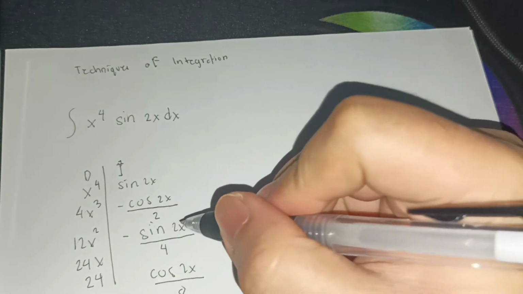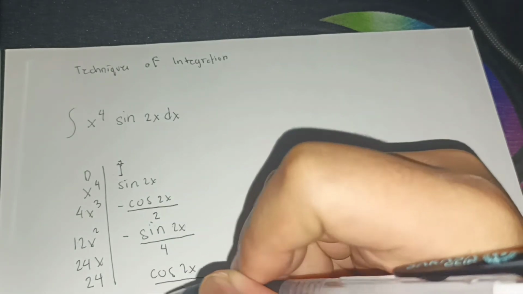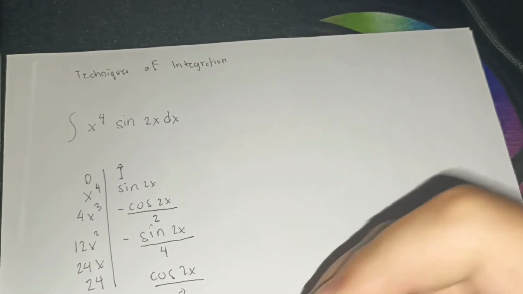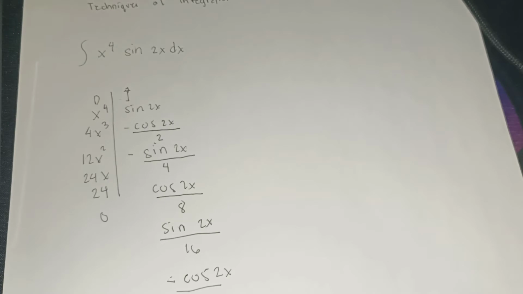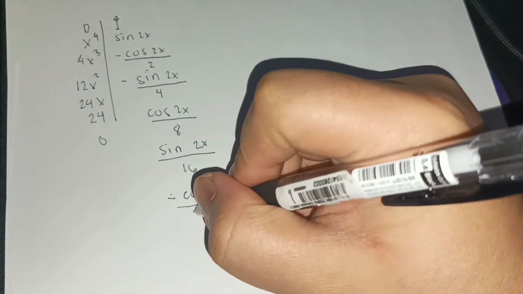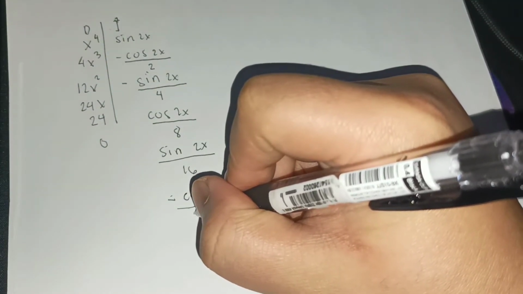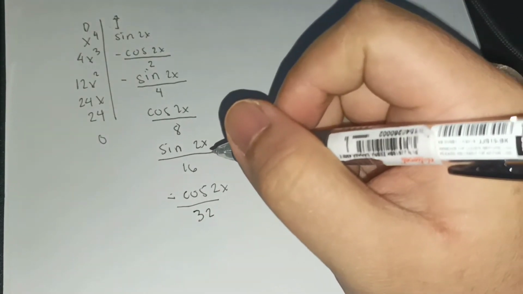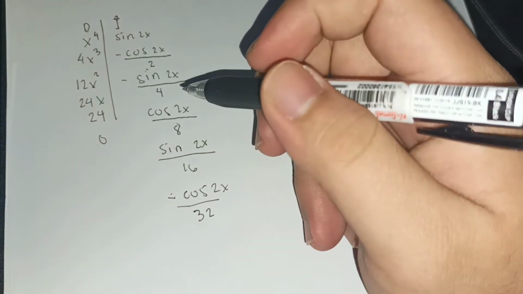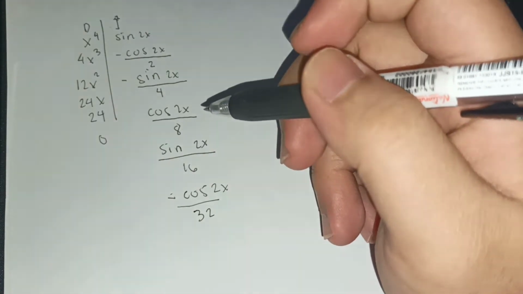And then just continue the process up until the 0, which will become again negative cosine 2x over, by the way, I'm writing already here, 16 times 2 equals 32. And this is how we place the answer.